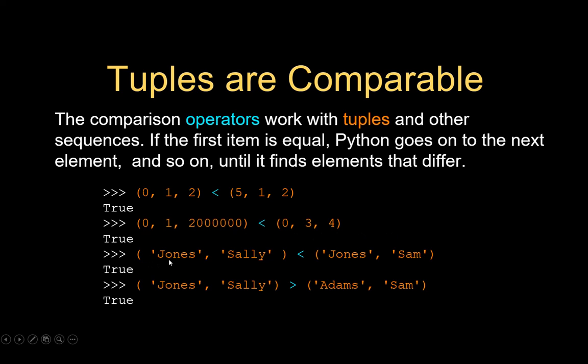Okay, for the next one, we compare Jones with Jones. They are identical, so we go to the next one. We get to Sally. S is identical, A is identical, L comes before M, so this will be true. And in the next one, we have Jones and Adam. In this case, J has a greater value than A, so this comparison will be true.